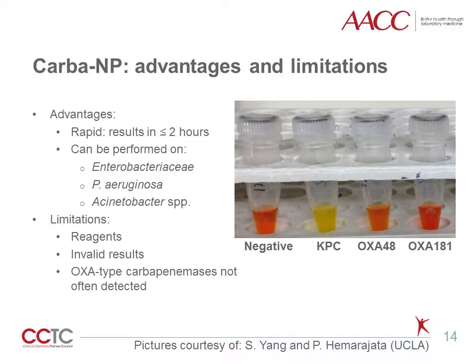One advantage to the CarbaNP test is that results are obtained in 2 hours or less. Positive tests are reported as soon as a color change occurs. This test can be performed on Enterobacteriaceae, P. aeruginosa, and Acinetobacter species. Limitations to this test are that some reagents require in-house preparation and have short shelf lives. Colors can be hard to interpret, invalidating results, and this test has low sensitivity for OXA-type carbapenemases as shown.